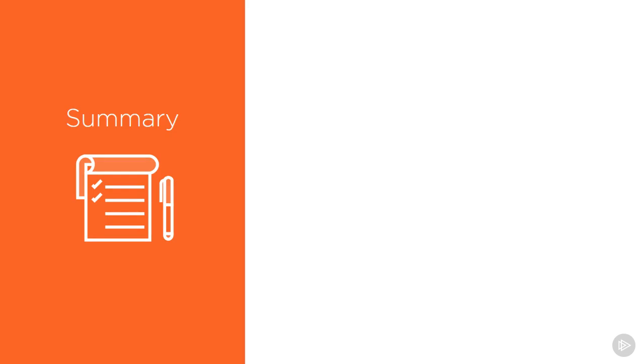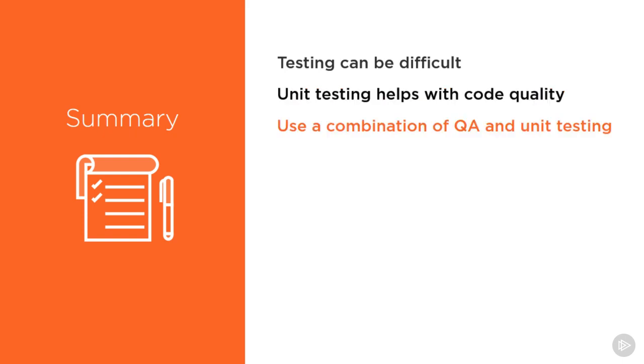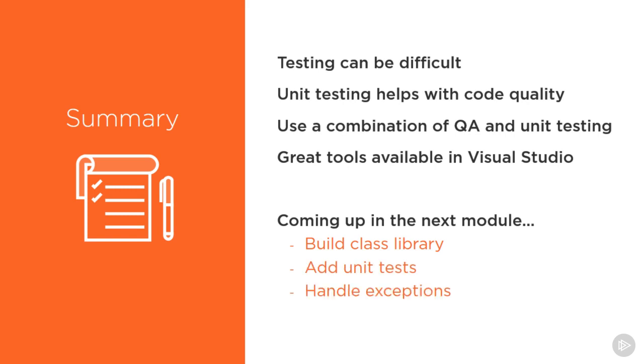In this module, we learned that testing can be a little bit difficult. Unit testing does help with the code quality. Use a combination of a QA department and unit testing techniques, and we have great tools available in Visual Studio, which will be the focus of the rest of this course. Now, coming up in the next module, we're going to build our class library, we're going to add some unit tests, and learn how to handle exceptions.